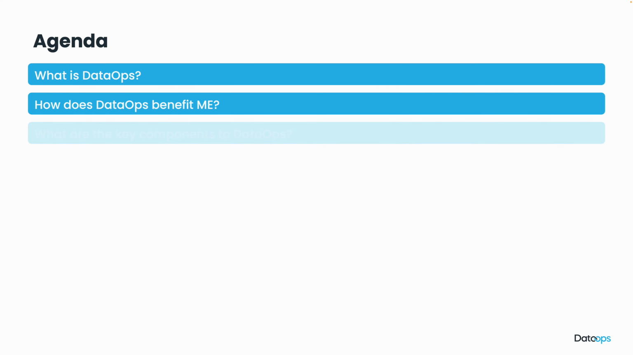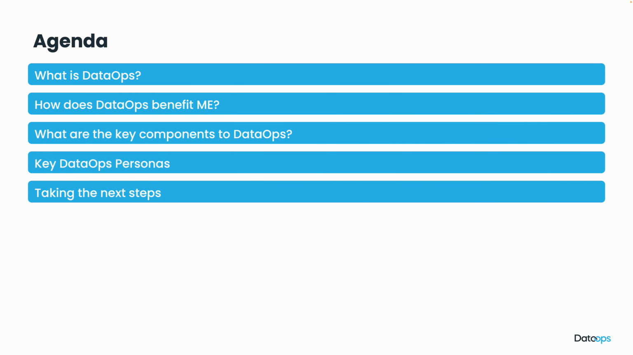In the session today, I'm going to cover just a little bit from my perspective about what is DataOps, and then I'm going to take a slightly different angle. Rather than focusing on DataOps from a business perspective, I'm going to focus on how does DataOps benefit me and you as practitioners of DataOps. I'm going to look at some of the key components of DataOps. I'm going to start drilling in on some of the DataOps personas and where people are taking their careers. And finally, for those that haven't started their DataOps journey, I'm going to give some practical advice on taking the next steps.